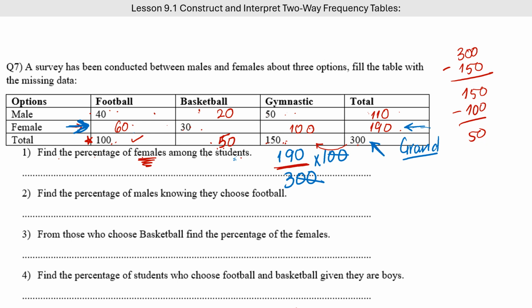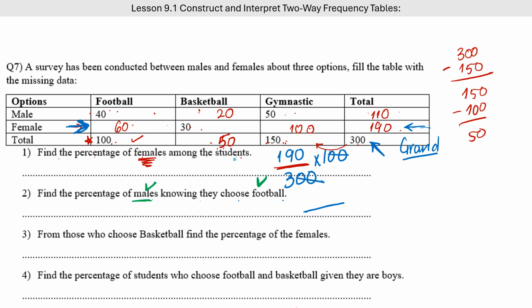Now, find the percentage of males knowing they choose football. First of all, look at this. What will I write on the top and what am I going to write at the bottom? First of all, percentage of males. No, knowing they choose football. Okay, so what is the percentage of the male and the football?